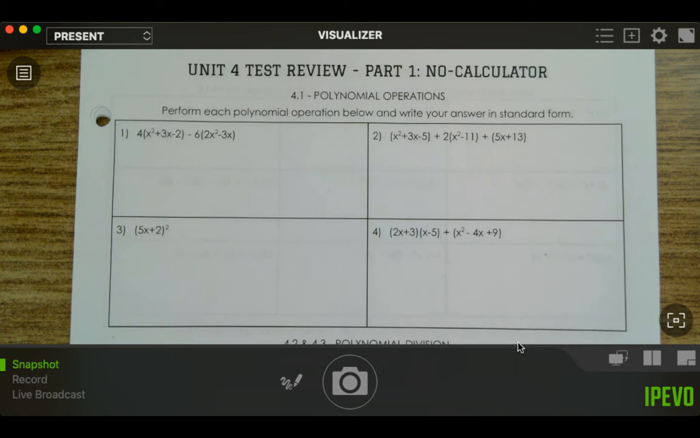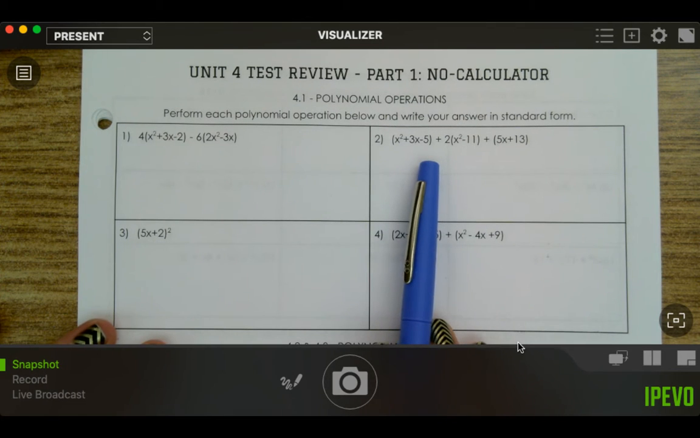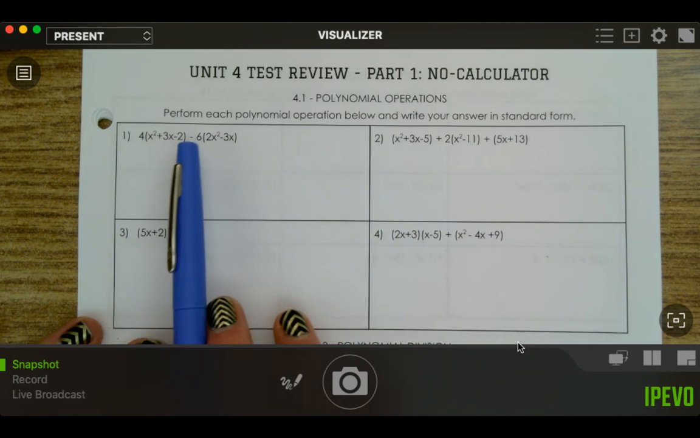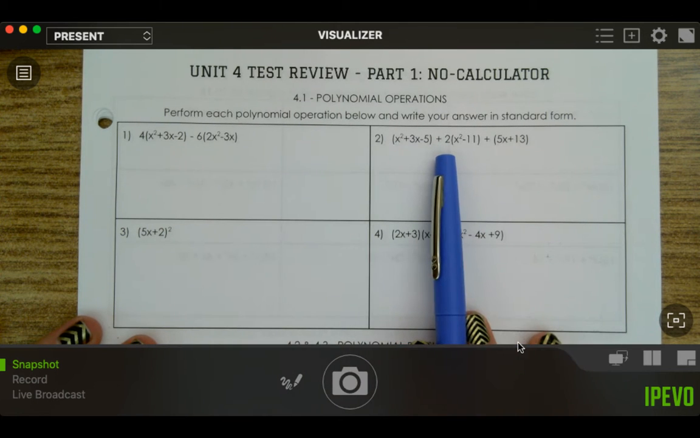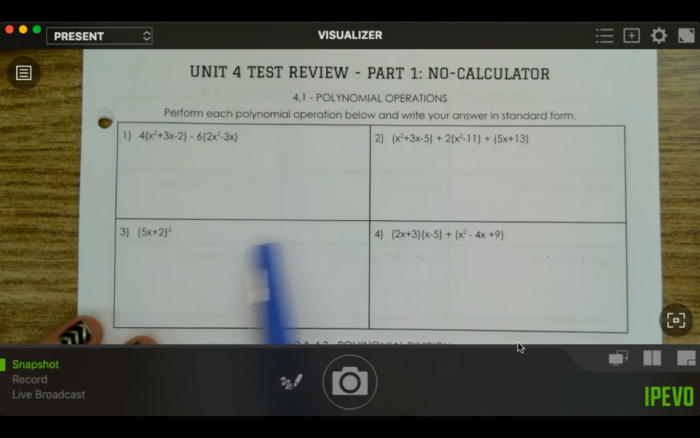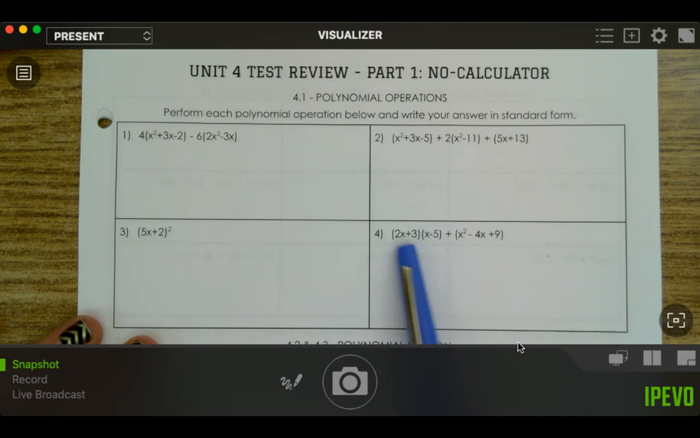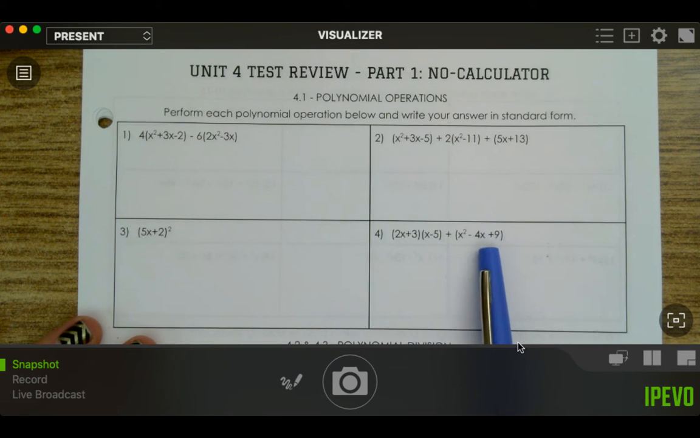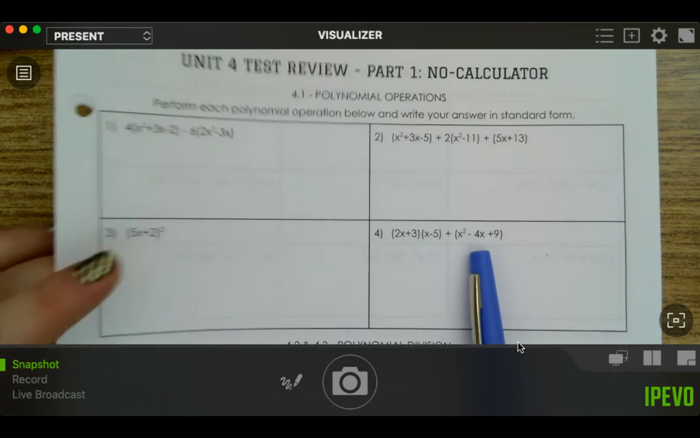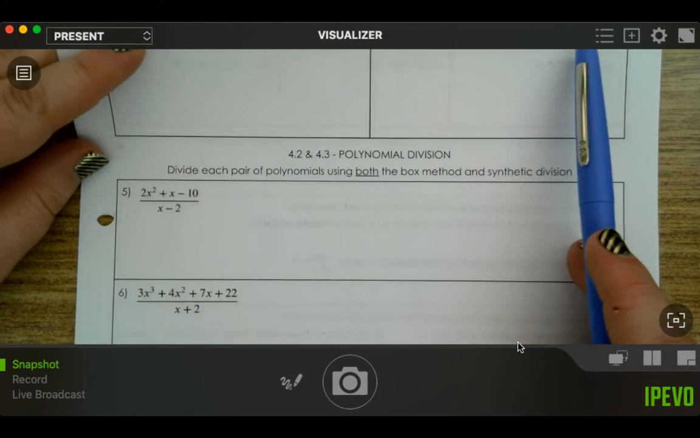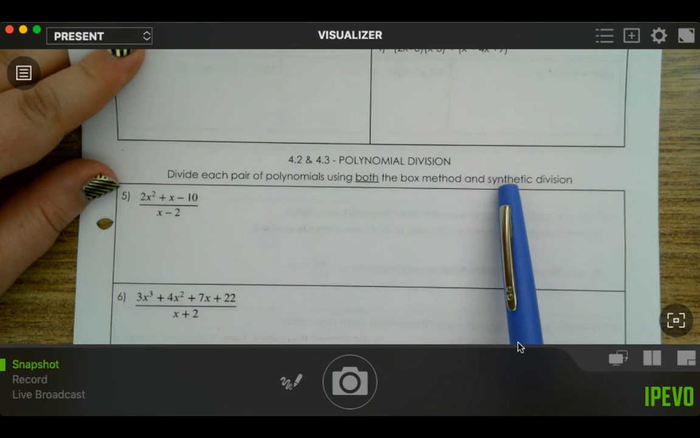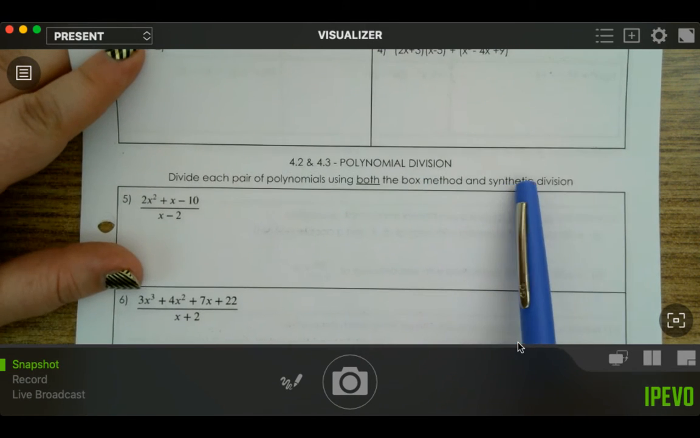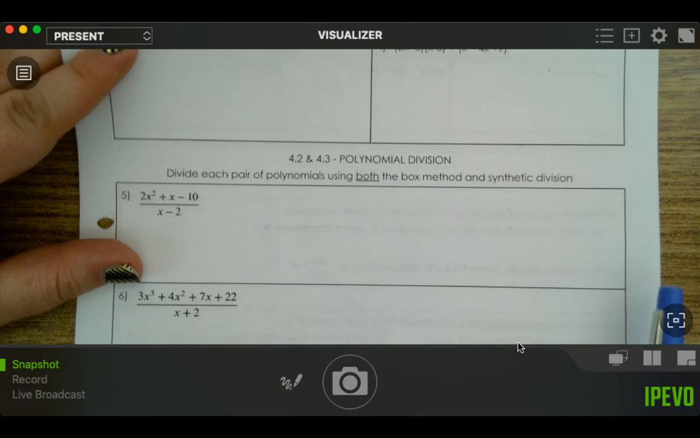So, there are a few things you need to know for this test. The first one is subtracting and adding polynomials. This is just like combining like terms. You need to know how to multiply them and maybe multiply and then add together, so a combination of the two. Then you need to know how to divide, sometimes with the box method and sometimes with synthetic division. So you need to know both types of division.